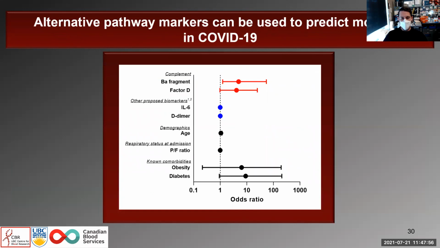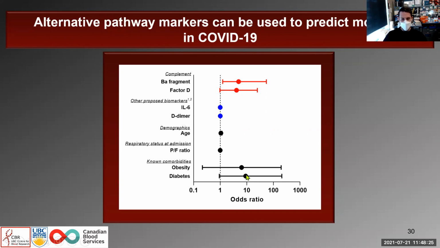So in light of their persistent elevation throughout hospitalization, we found that the concentrations of the BA fragment and factor D at the time of ICU admission showed utility in predicting mortality in the following 30 days. The odds of dying increased 4-fold for every 1 unit increase in BA or factor D on average in this cohort. These values were comparable to other known risk factors, such as obesity and diabetes.